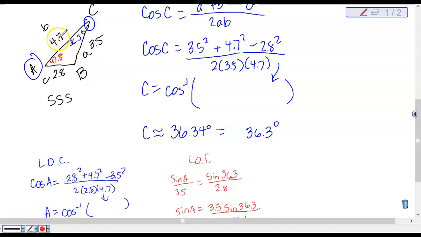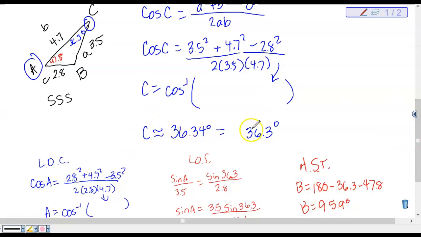Let's see. So angle B here, I don't know anybody that would use the law of cosines or the law of sines here unless they were just trying to be fancy. We would use the angle sum theorem. So I will use the angle sum theorem to find angle B, which will just be 180 minus 36.3 minus 47.8. And you've seen me do this multiple times. I plug that into the calculator, and it is 95.9 degrees. And so now we have solved that triangle.